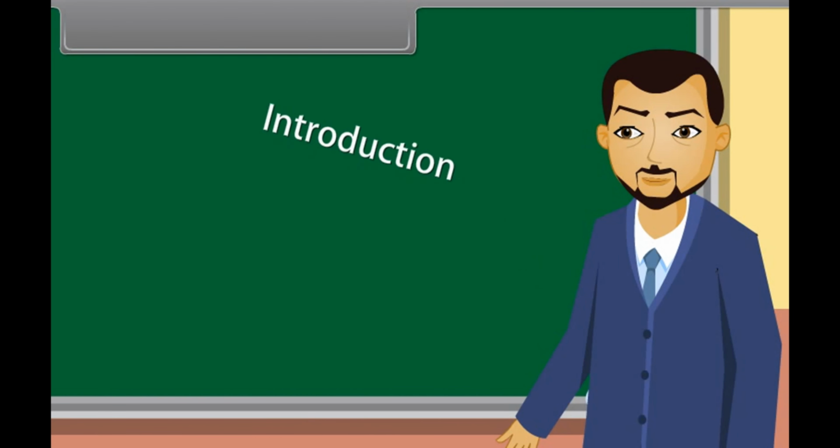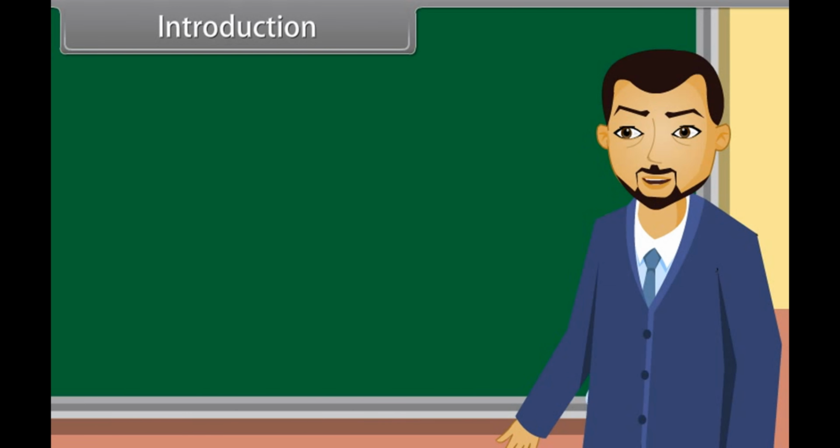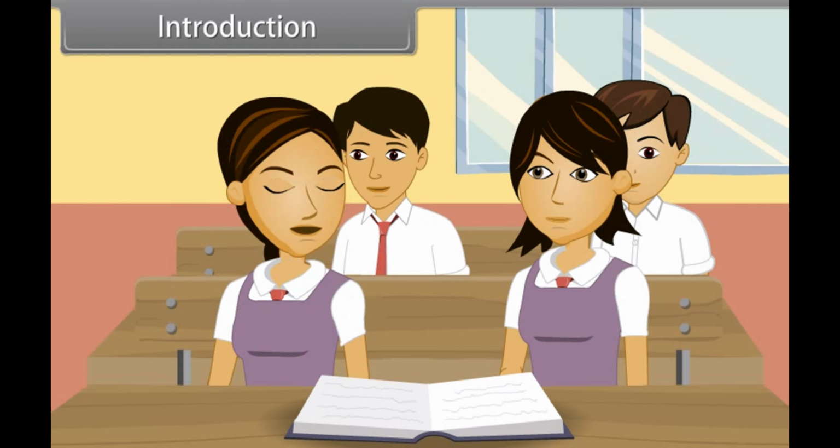Introduction. Look at each other and list 3 physical characteristics that make you different from each other. My eyes are black and hers are brown. I am taller and our nose shape and hair color are also different.